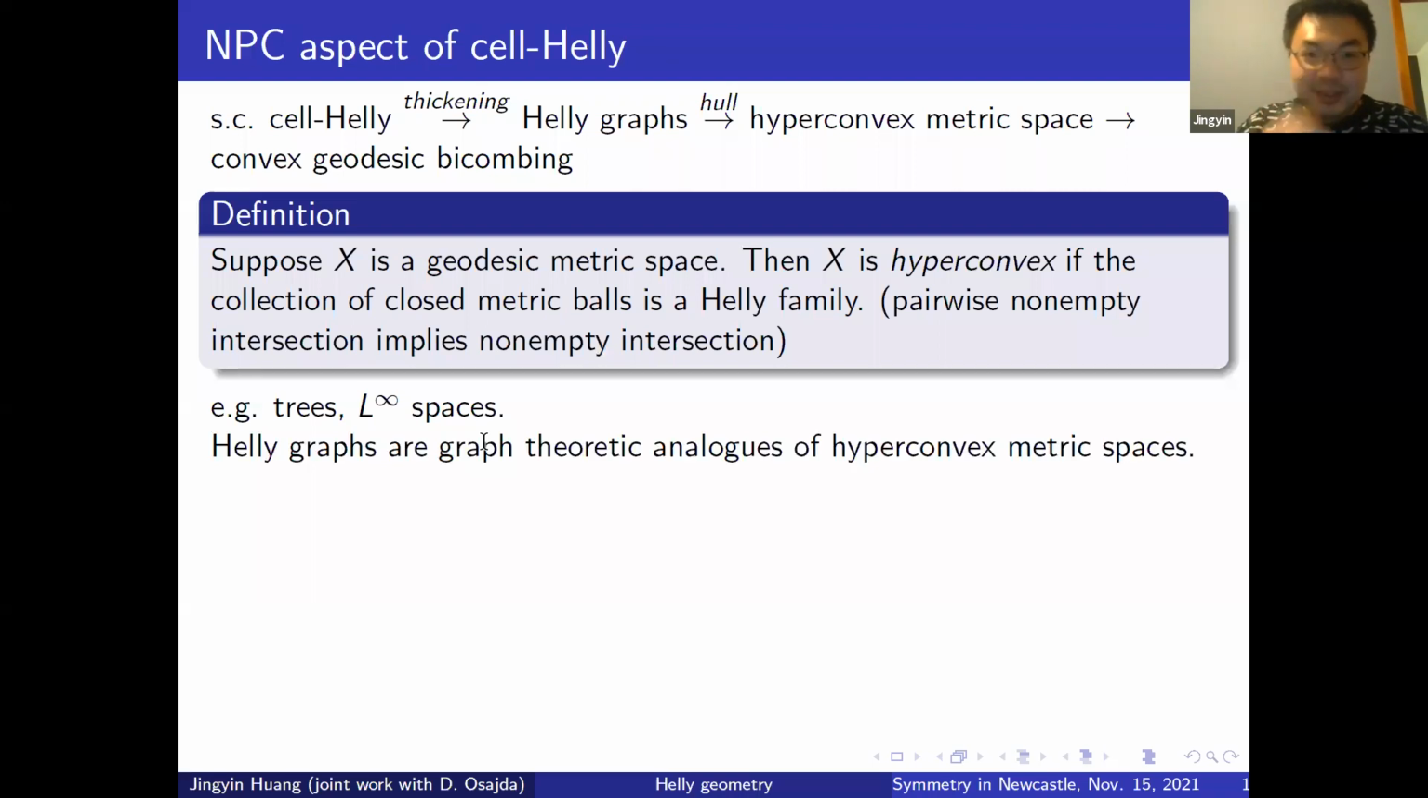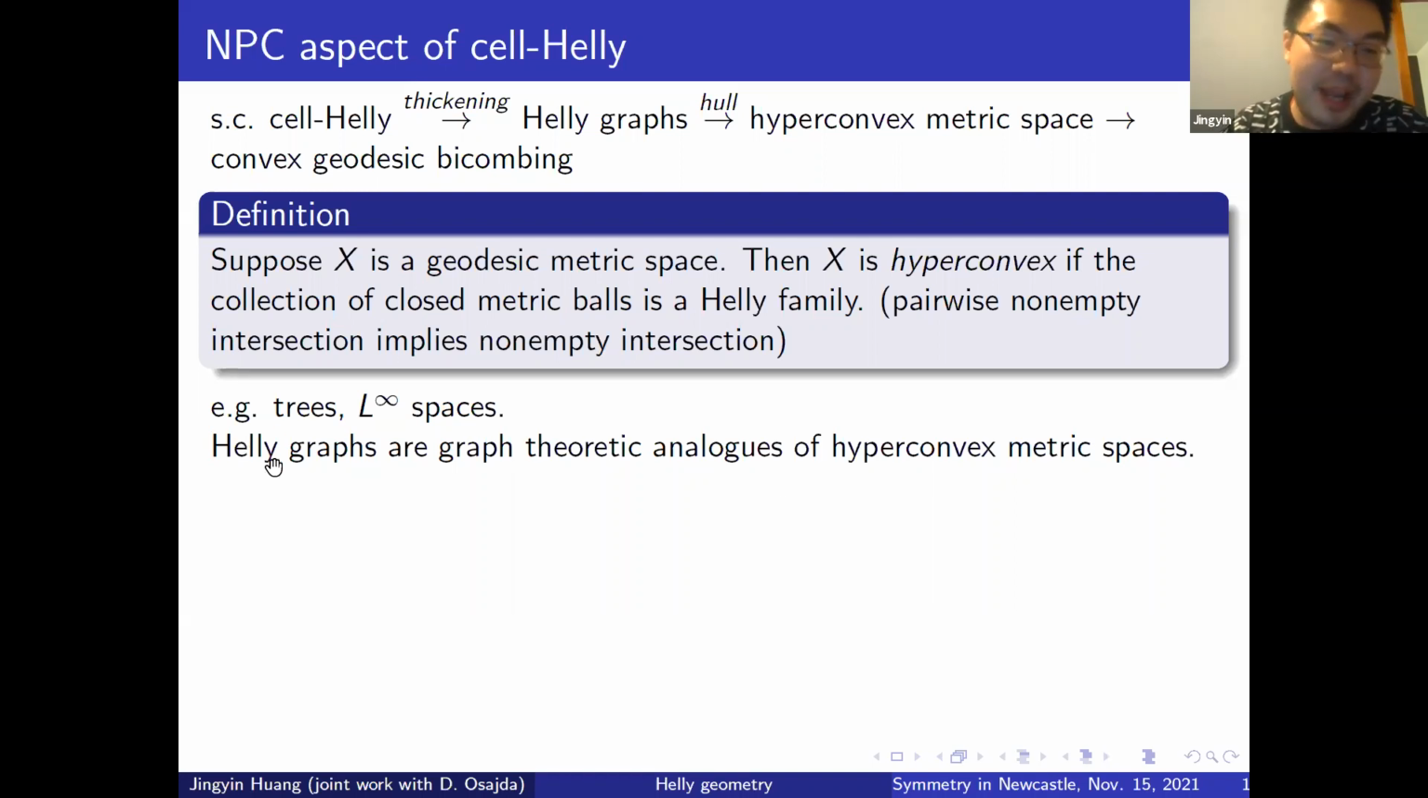Now what are Helly graphs? Helly graphs are basically the graph theoretical analog of hyperconvex metric spaces. Instead of considering closed metric balls, we can define combinatorial balls. It's a collection of vertices which have distance at most n from a given vertex. Then you can impose the same condition: you require that these combinatorial balls, if they pairwise intersect, then they have a non-empty common intersection.